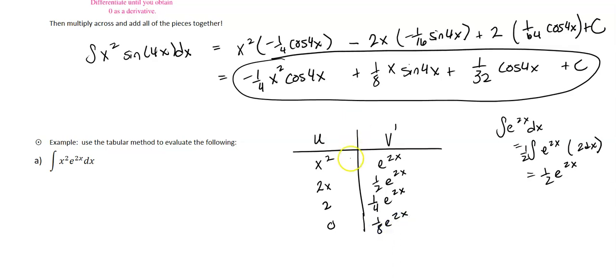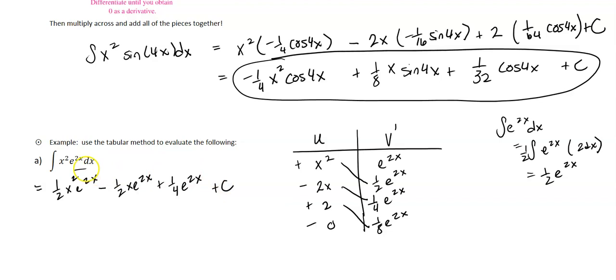Now remember the tabular method draws a diagonal line here. So we're going to multiply there, and then we're going to alternate the signs. So I end up with 1/2 x squared e to the 2x minus 2 times 1/4, which is 1/2 x e to the 2x, plus 2 times 1/8, which is 1/4 e to the 2x, all plus c. And that will be my answer.